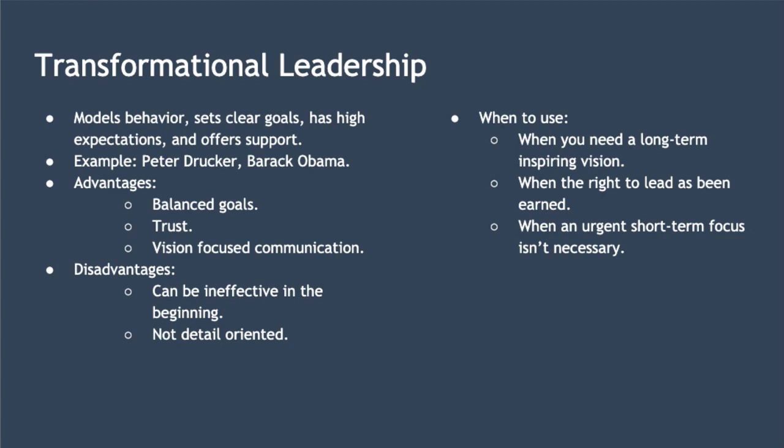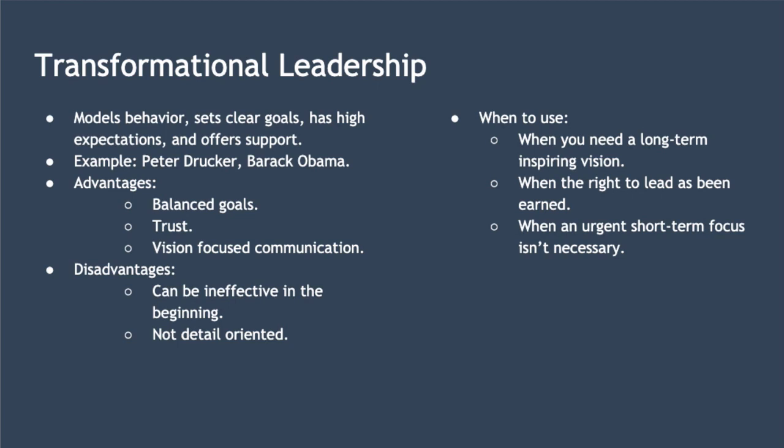So the next style of leadership, the third style of leadership, is transformational leadership. And a transformational leader is one who models the behavior they expect to see, sets clear goals, and has high expectations, whilst at the same time supporting and emotionally guiding subordinates to achieve. Now, at the very foundation of transformational leadership is the consistent promotion of a compelling vision, along with a set of values to live and work by.